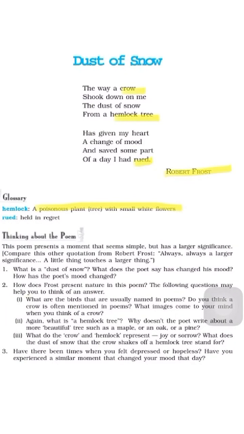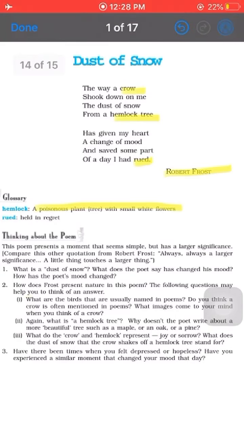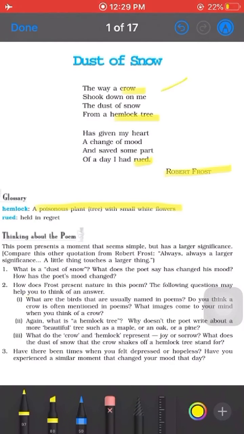Now the actual meaning that the poet wants to convey through this poem. The poet says, a crow and a hemlock tree, these are considered as a bad omen. A hemlock tree is a poisonous plant, as written in the glossary also, and that is a symbol of regret, sorrow. Likewise, the crow is a symbol of bad omen.